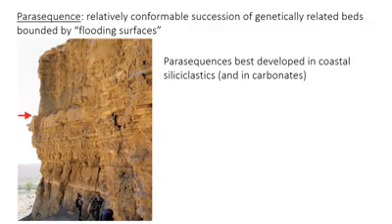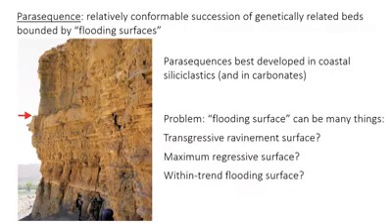So if you read about sequence stratigraphy elsewhere, you're likely to encounter this term, the parasequence. A parasequence is defined as a relatively conformable succession of genetically related beds bounded by something called a flooding surface. The traditional parasequence is a shallowing upward succession from offshore to shoreface that's then capped by abrupt deepening back to offshore, like in the picture here. The red arrow in the photo points to one of these flooding surfaces, which is unfortunately an ambiguous term.